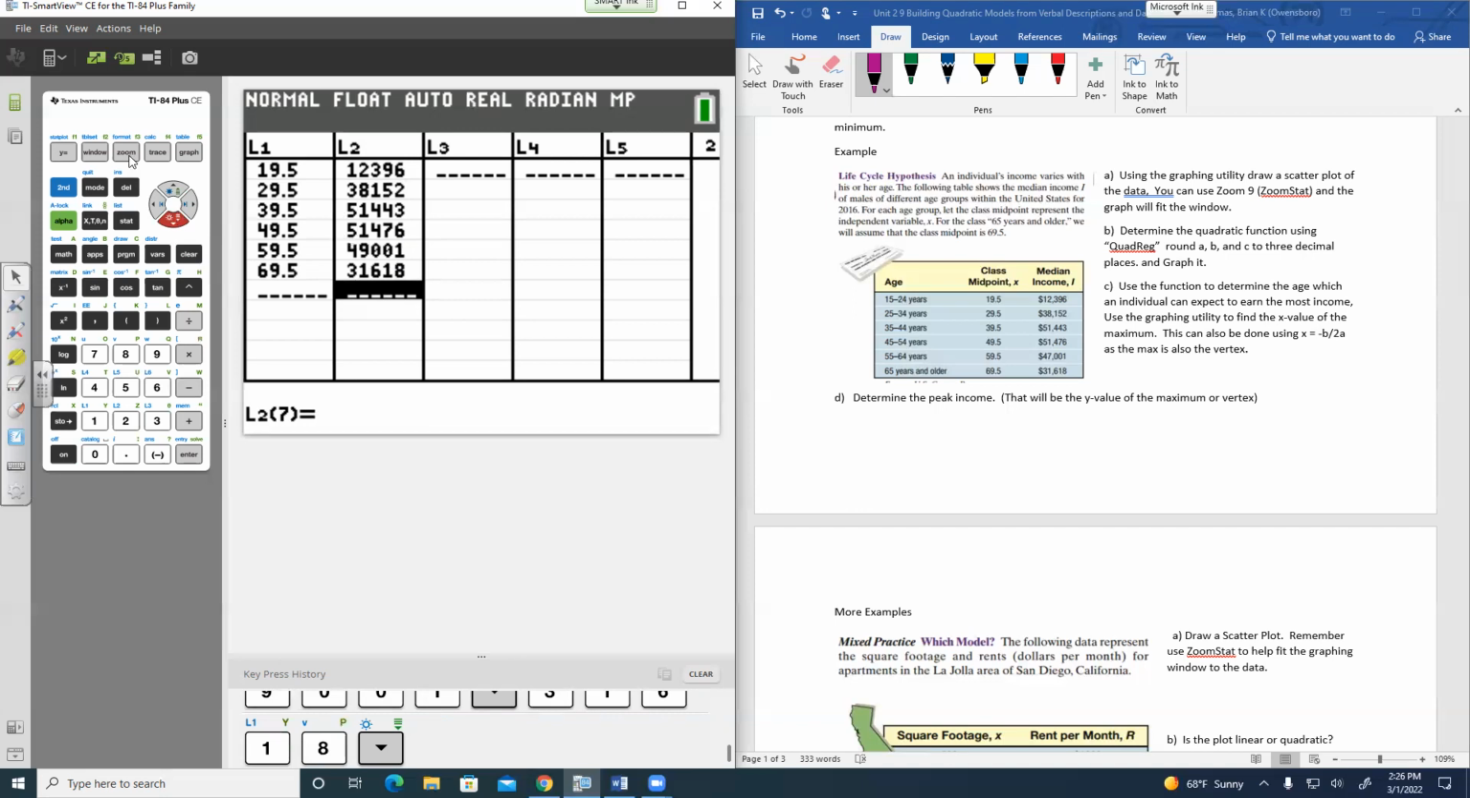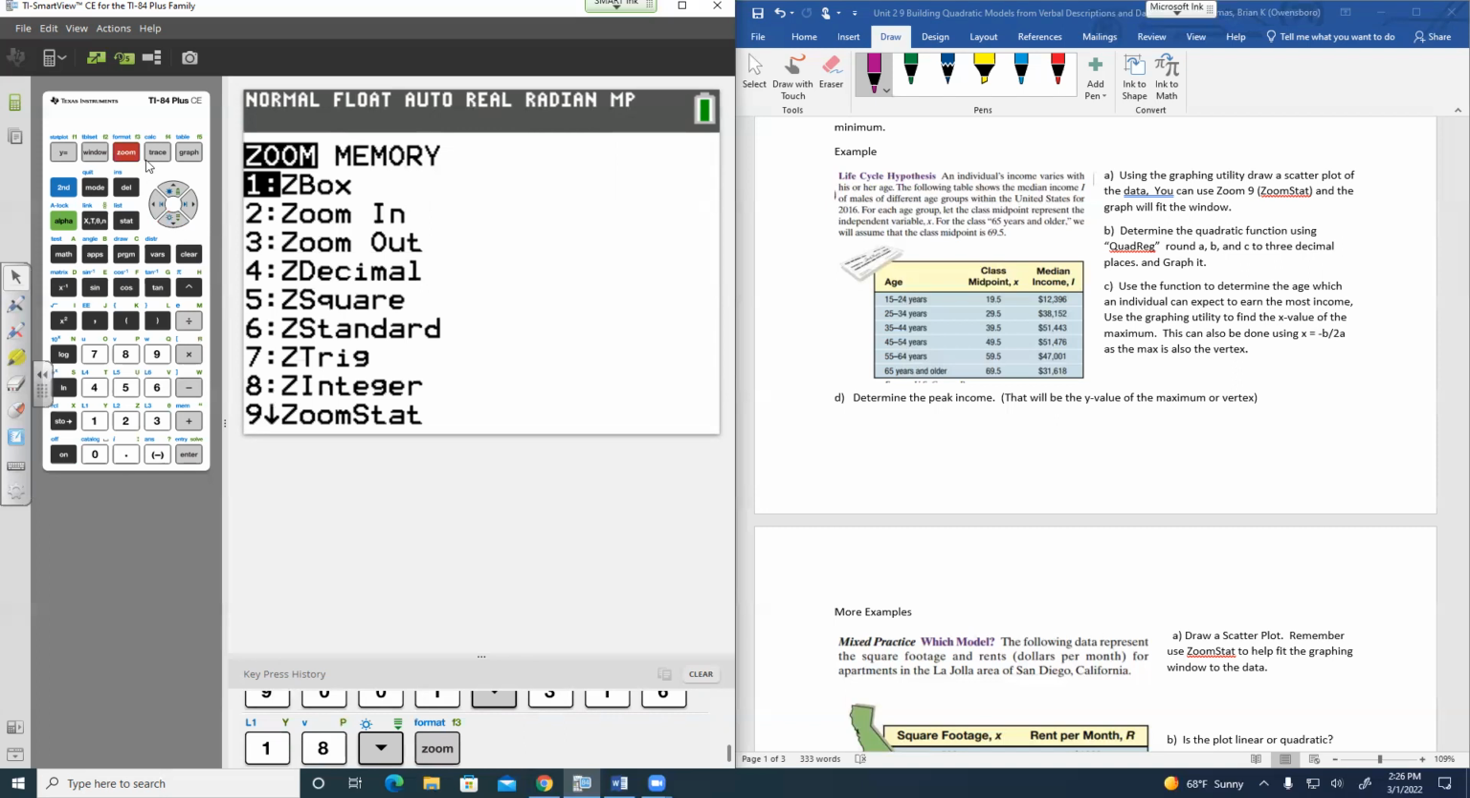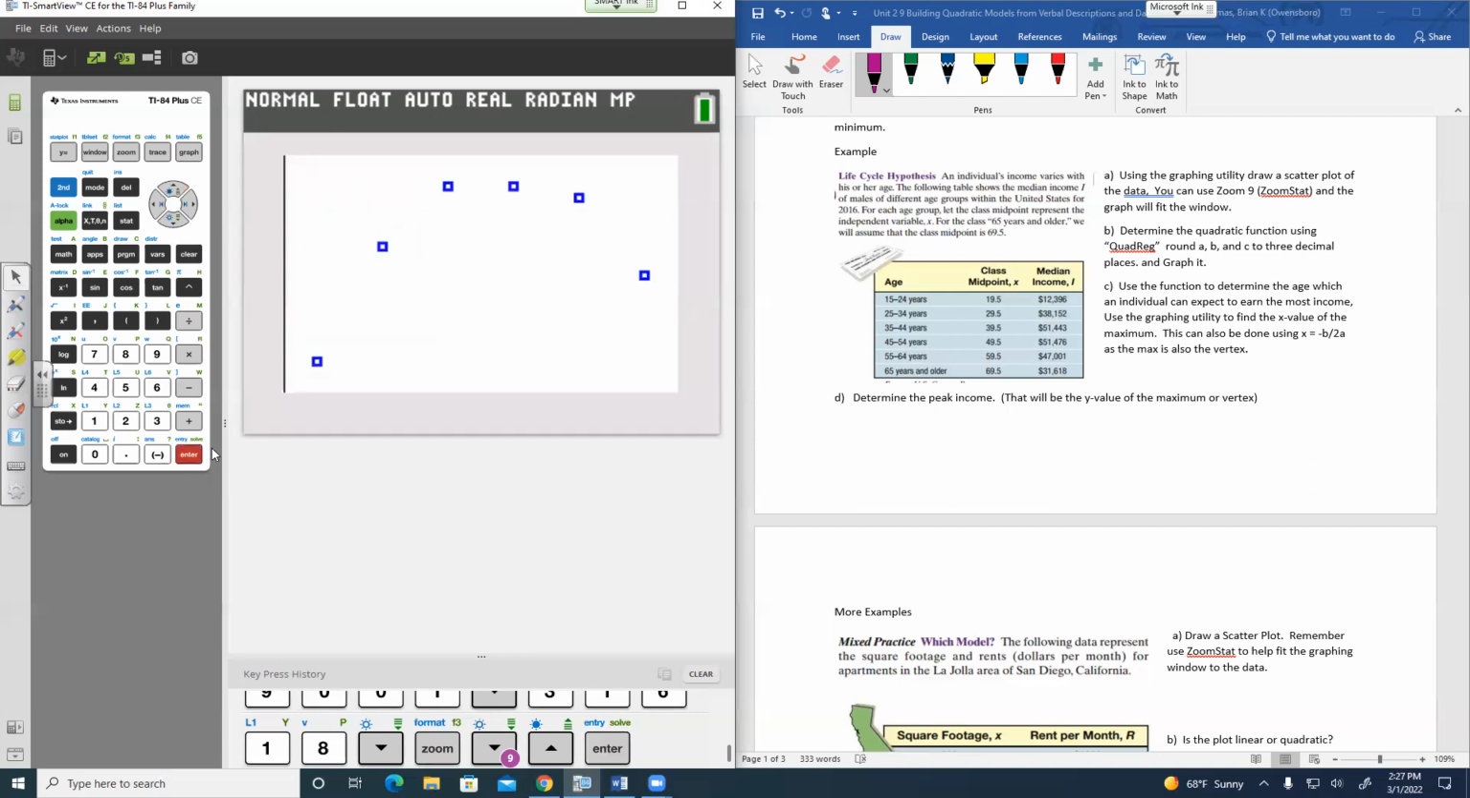So to graph this, what I'm going to do is hit zoom, and number 9 says zoom stat. So I'm going to hit that one, number 9, zoom stat. It sounds like it fits statistics stuff. And notice how we do get our data points graphed there. So we should have 1, 2, 3, 4, 5, 6 data points. So notice how it does look kind of parabolic. It opens kind of down. So there's our data.